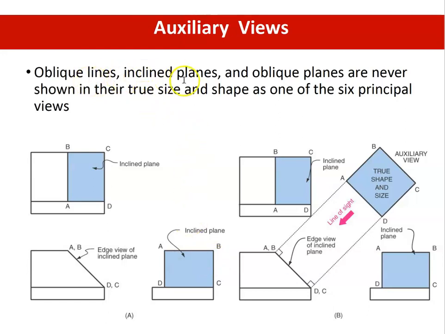Oblique lines, inclined planes, and oblique planes are never shown in their true size and shape in one of the 6 principal views. So here, when you construct your auxiliary view, you get the actual shape and size of the inclined plane that we could not view over here or over here or over here. When you view it from the top and from the right side, you see that the size is not even the same because they are foreshortened. And you also cannot tell the true size from the front view because you only see the edge. So sometimes the auxiliary view is necessary.